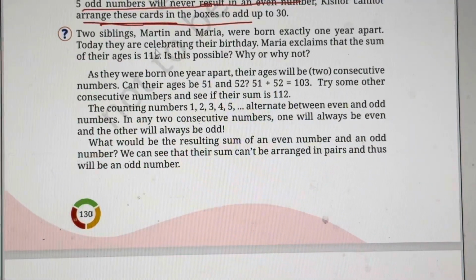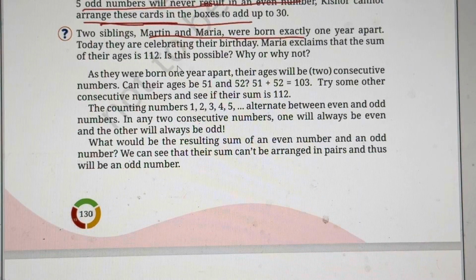2 siblings, Martin and Maria, were born exactly 1 year apart. 1 year apart means a difference of 1 year, consecutive years, you can say. Like suppose one is born in 2001, the other one is born in 2002. So today they are celebrating their birthday. Maria exclaims that the sum of their ages is 112. Now, is this possible? Why or why not?